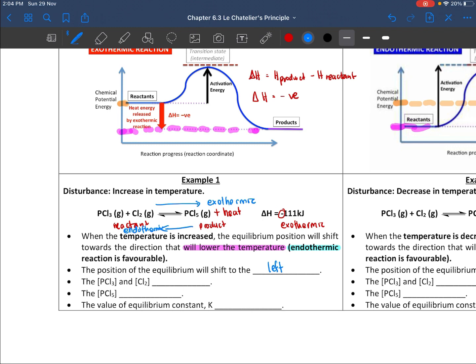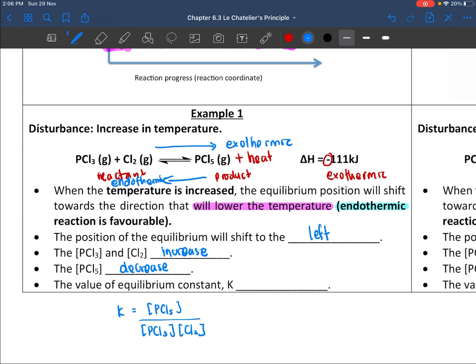Sama juga macam tadi. So when we shift to the left, that means the concentration of PCl3 and Cl2 increase while the concentration of PCl5 decrease. Okay, so the value of equilibrium constant K meningkat ke berkurang? Ya. Okay, so kita kena tengoklah apa data yang kita ada. So dia kata PCl3 dan Cl2 concentration dia meningkat. So maksudnya ini meningkat. And then PCl5 berkurang. So number yang kecil bahagi number yang besar. That means for K you will get a lower value. Okay, so K akan berkurang. K decreases.